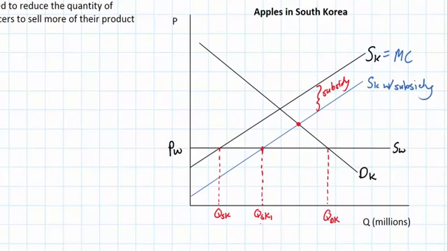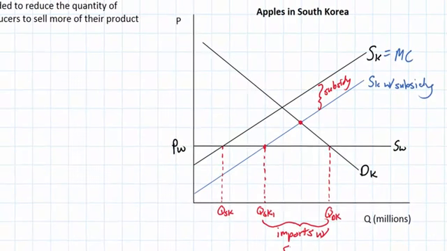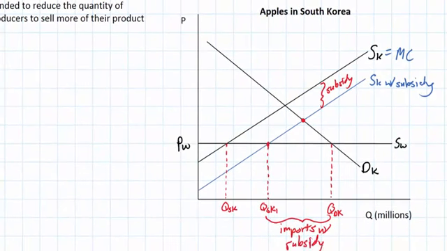And what we see instead is that the quantity of imports is now smaller. So imports with the subsidy are less than they were before the subsidy. Next, we can evaluate the effect of the subsidy on different stakeholders in South Korea and abroad.